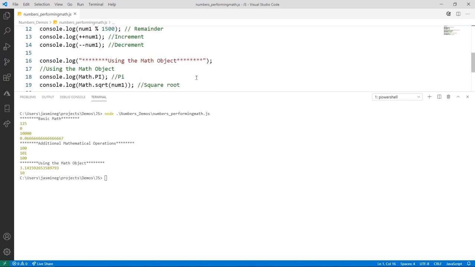In this final demo, we're using the Math object. The Math object is built into JavaScript. All you have to do is write the word Math, dot, and then whatever you'd like after it.